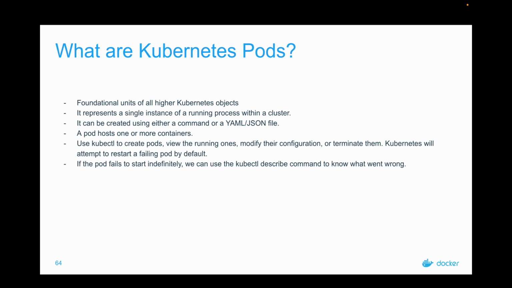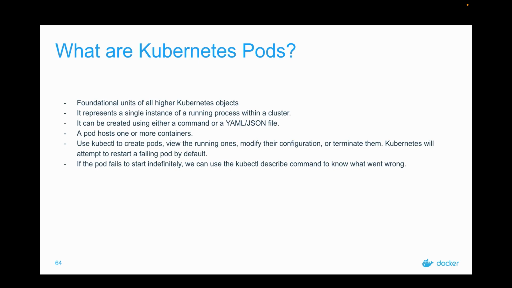Now, we already talked about the shared resources, right? The containers within a pod can share the same set of resources, including the same IP address and port space, and they communicate to each other using the localhost. This allows the containers within a pod to interact via inter-process communication.